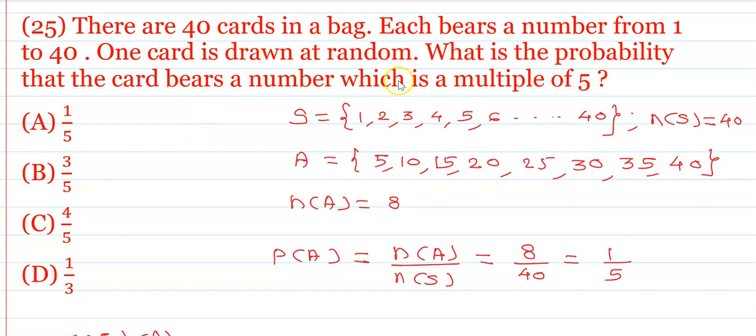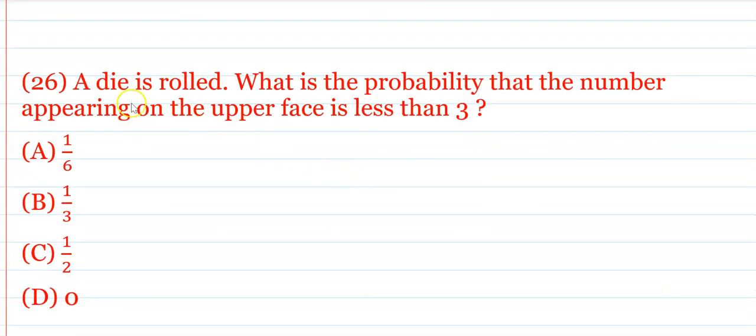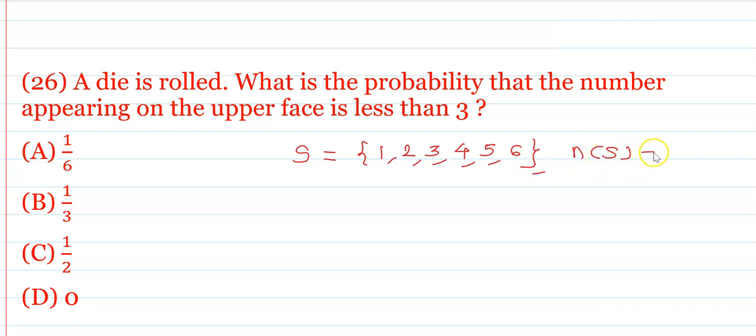One card is drawn at random. What is the probability that the card bears a number which is a multiple of 5? Okay, next. A die is rolled. What is the probability that the number appearing on the upper face is less than 3? Die is rolled. Therefore, S is equal to, what will its sample space be? 1, 2, 3, 4, 5 and 6. Therefore, N of S is equal to 6.